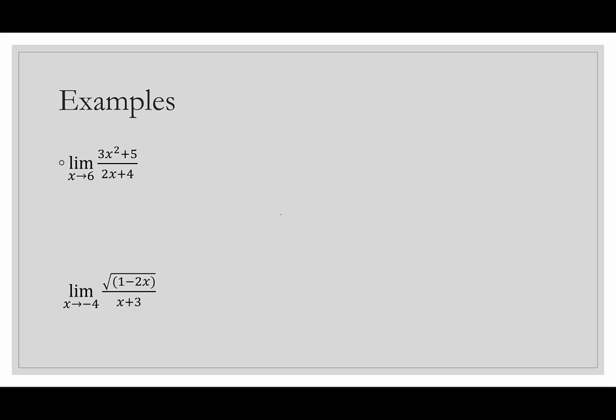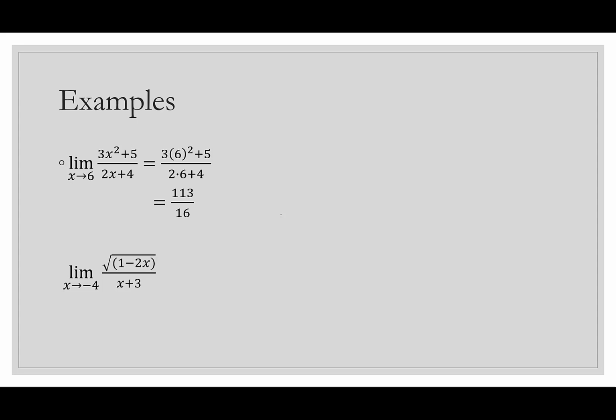Okay, 2 more. The limit as x goes to 6 of 3x squared plus 5 over 2x plus 4. First thought should be, let's plug in 6. Plugging in 6 is good. It's not going to give me 0. Just going to get some numbers. So I'm going to grab my calculator, do 3 times 6 squared plus 5 over 2 times 6 plus 4. I end up with 113 over 16. That does not reduce, so I say, well, that's my answer.